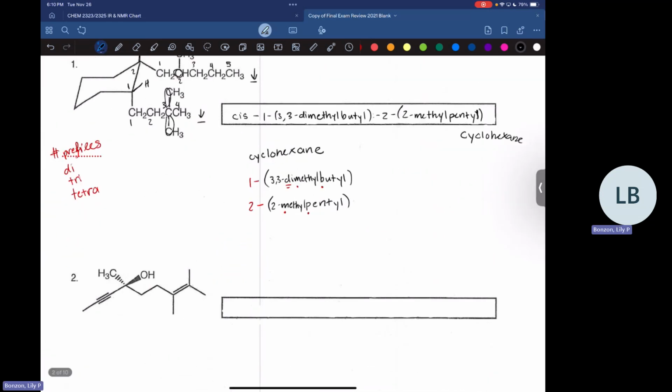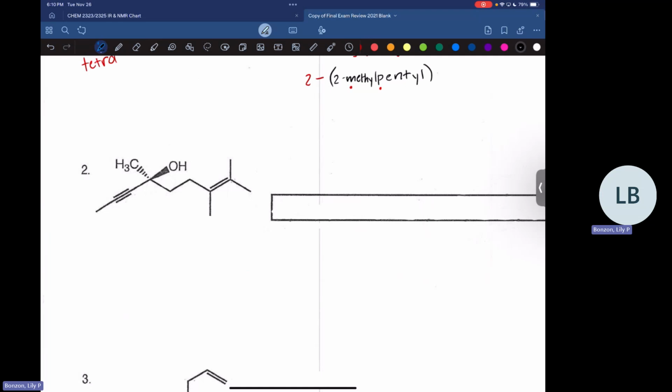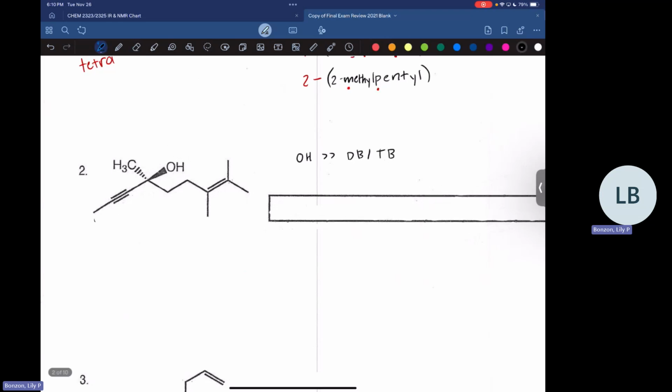So moving on to question number 2. Here we have an alcohol, we have a triple bond, and we have a double bond. Our priority that we have learned in this semester, alcohol is going to get the highest priority. So since that's our prioritized functional group, we want to give that the lowest number possible. So we're going to start numbering from the left-hand side.